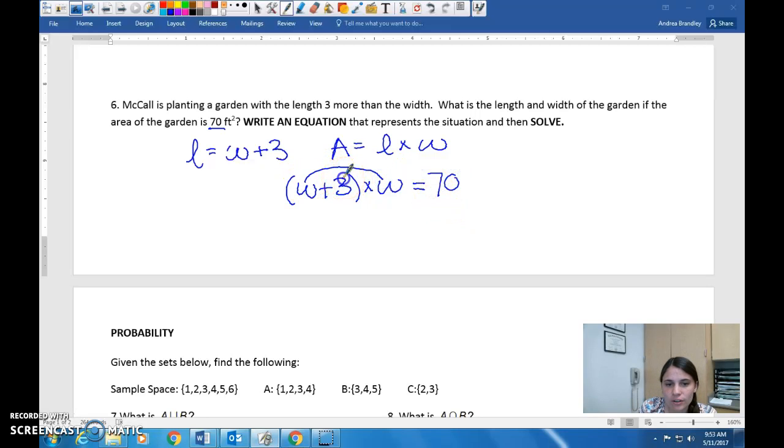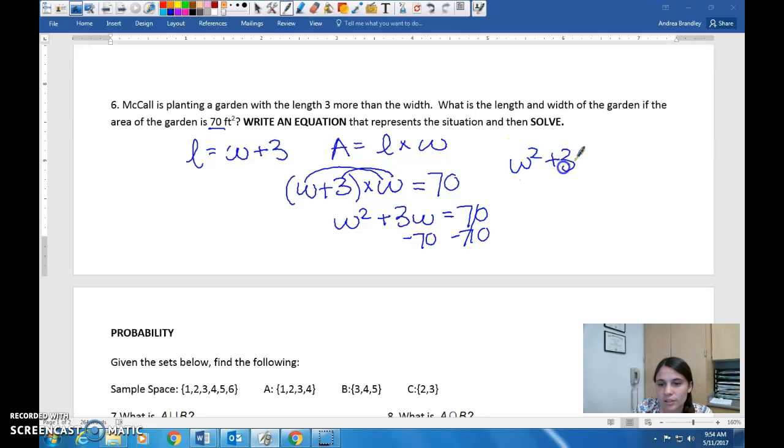So I can go ahead and solve this. W times W is W squared. 3 times W is 3W, equals 70. And now this is looking like something I could factor, so I'm going to go ahead and subtract 70 from both sides. And I have W squared plus 3W minus 70 equals 0. So if I factor this, I can solve for W.